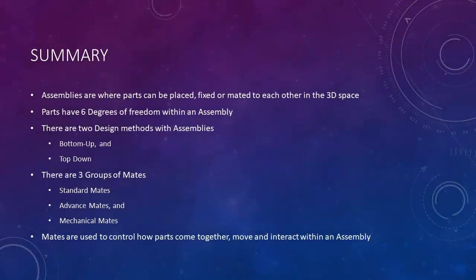Alright, in summary, assemblies are where parts can be placed, fixed or mated to each other in 3D space. Parts have 6 degrees of freedom within an assembly. There are 2 design methods within assemblies, bottom-up and top-down. There are 3 groups of mates: standard mates, advanced mates, and mechanical mates. Mates are used to control how parts come together, move and interact within an assembly. Next we'll look at our locomotive, and we'll assemble the boiler and the axle sub-assemblies.